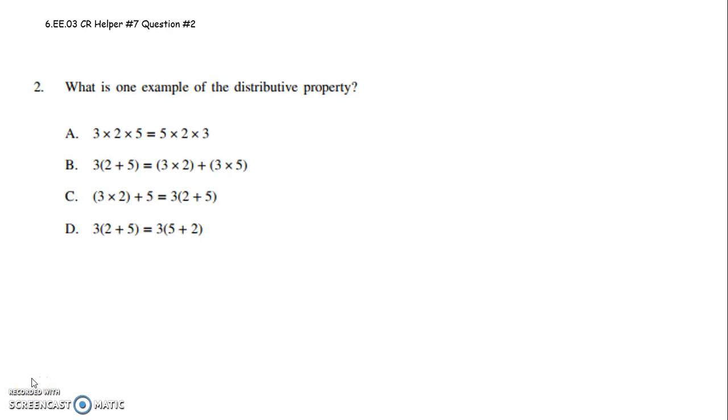All right, 7th graders, this is to help you with question 2 on CR number 7. It says, what is one example of the distributive property? Well, let's remind ourselves of what the distributive property means. I'll give you an example.